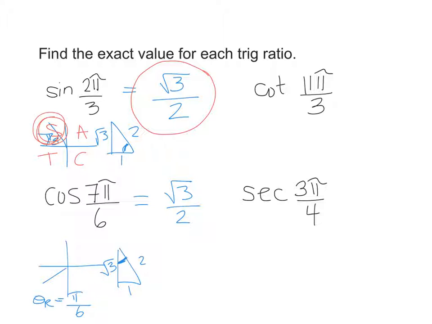We then need to consider, should it be positive or should it be negative? And you say negative, and you're right. It's negative because the only thing that's positive in here is tangent, which means the other ones have to be negative. So the cosine of 7 pi over 6 is negative root 3 over 2.